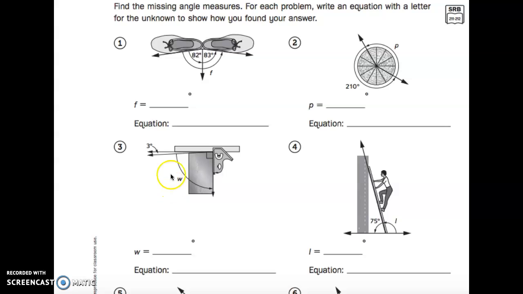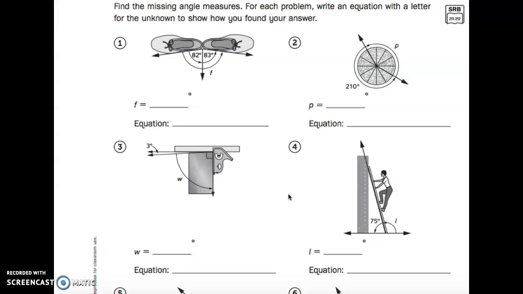Let's look at number 3. This is a right angle. It's 90 degrees. This little angle here is 3 degrees. The measurement of angle W would be... I know 3, and I know that this is 90. So 90 degrees minus the measurement of this little angle, which is 3 degrees, means that angle W must be 90 degrees minus 3 degrees equals 87 degrees.